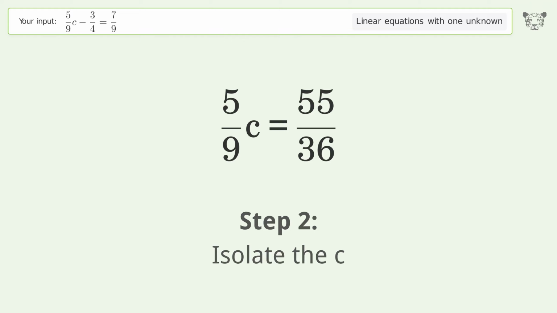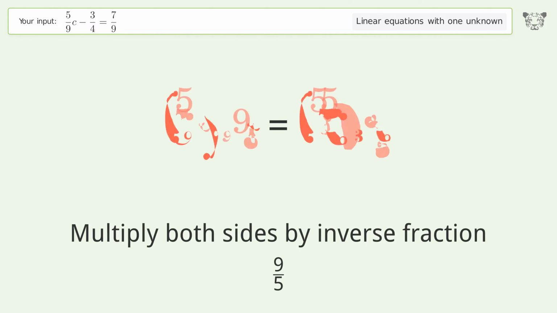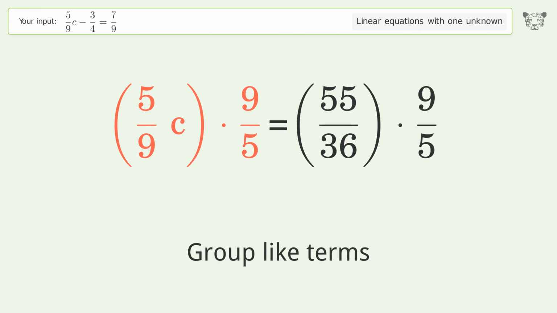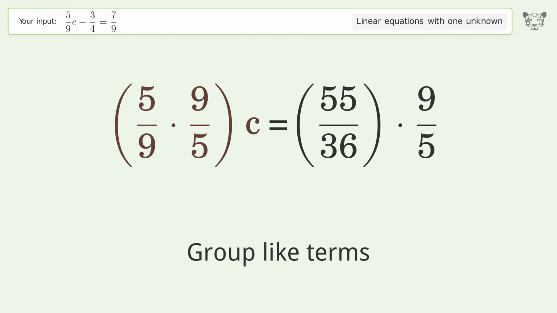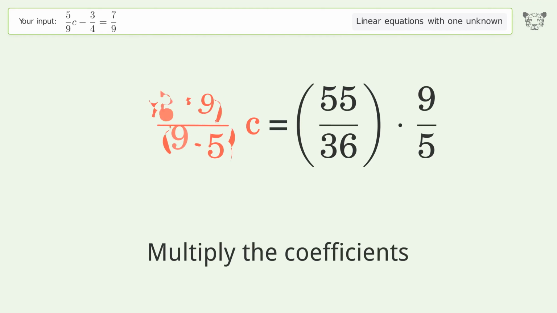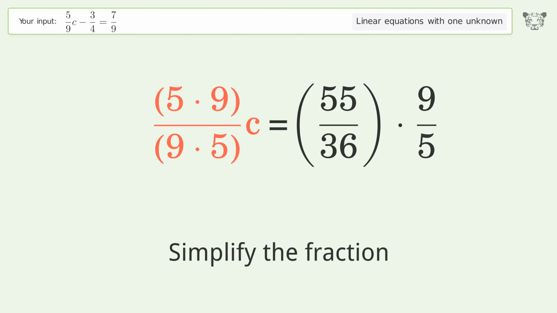Isolate the c. Multiply both sides by inverse fraction 9/5. Group like terms. Multiply the coefficients. Simplify the fraction.